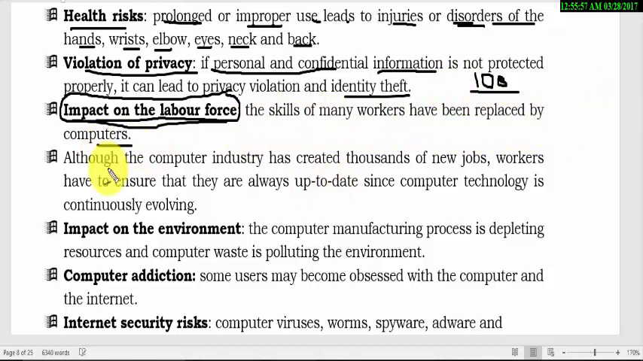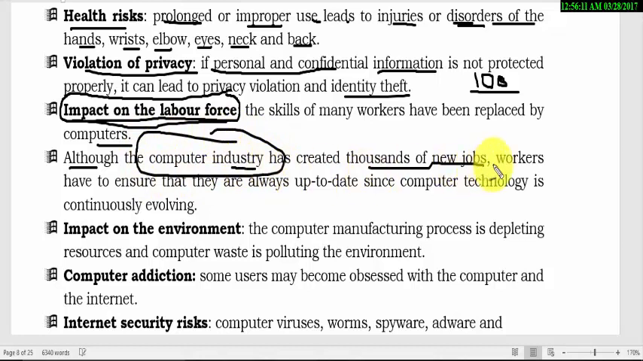That's in short. The other part we are saying is that although the computer industry has created thousands of new jobs, computers have created so many jobs for so many people. Now, workers have to ensure that they are always up to date, since computer technology is continually changing.